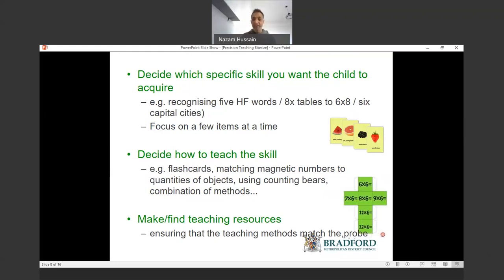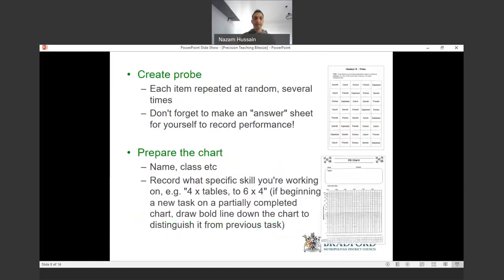Decide on how to teach that skill, and this will be a combination of concrete resources or repetitive methods or exposure to a concept in different areas. But make sure whatever teaching you do matches the probe sheet, it matches the assessment. Now, in the full training, we'll talk about how to create a probe sheet where each item is repeated at random. You wouldn't have to do this by hand. There's a really good package that you can use.